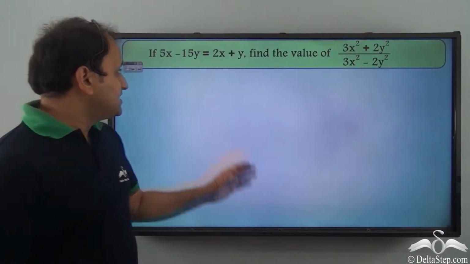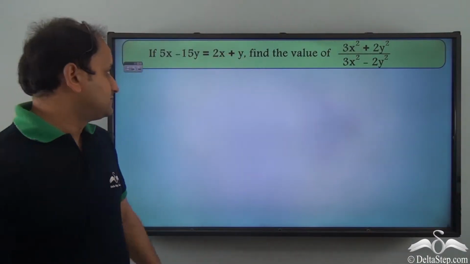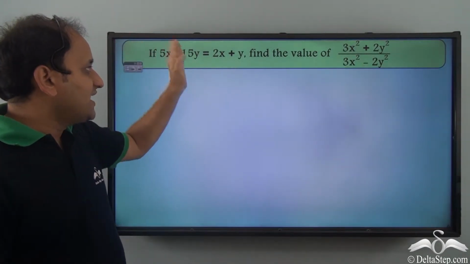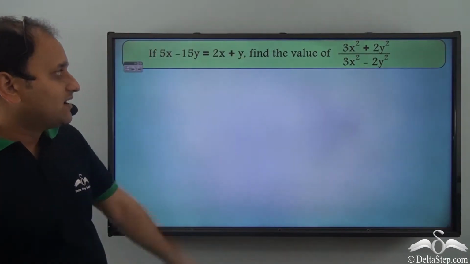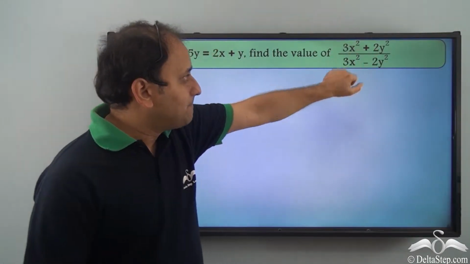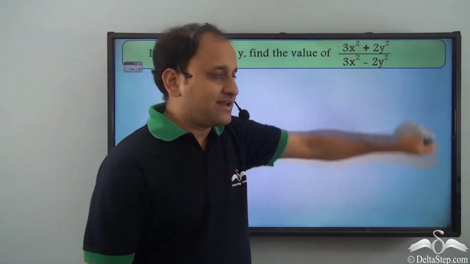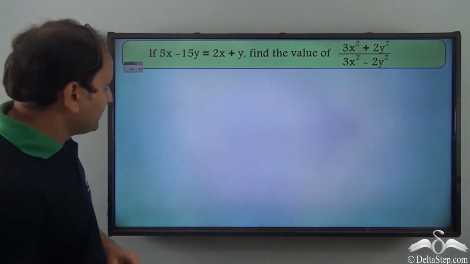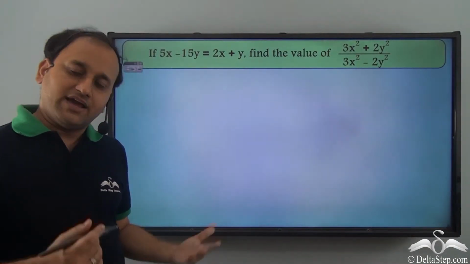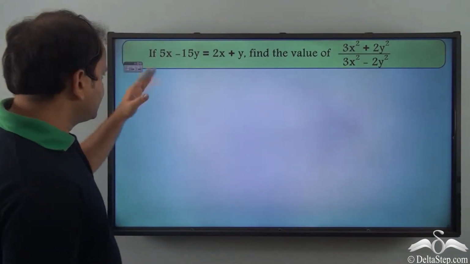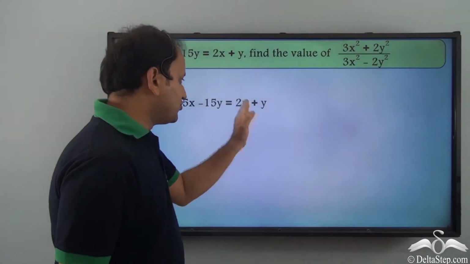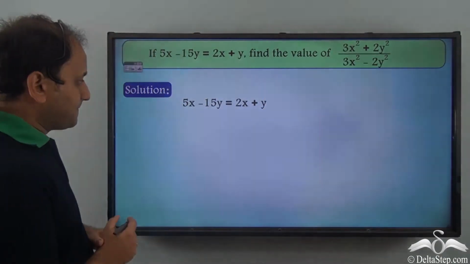So we have this particular problem in front of us. It's mentioned that if 5x minus 15y is equal to 2x plus y, find the value of (3x square plus 2y square) by (3x square minus 2y square). So we will approach it like any other algebraic equation. What is given is 5x minus 15y is equal to 2x plus y.